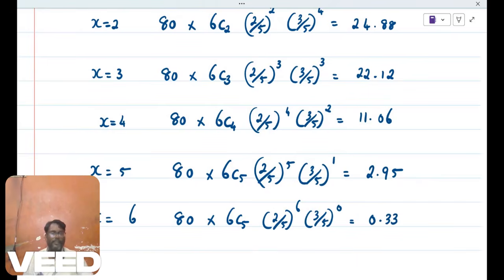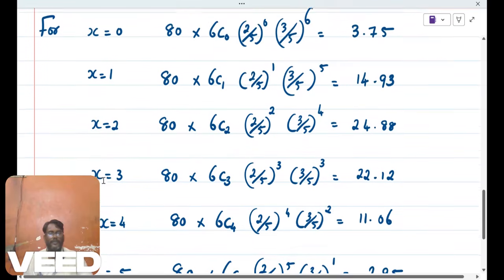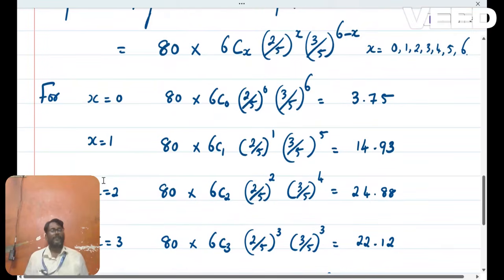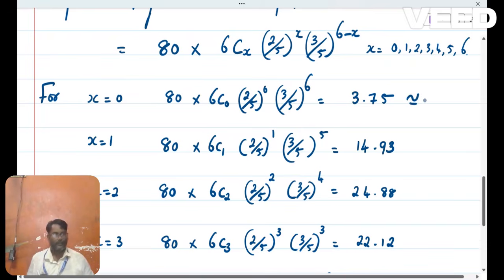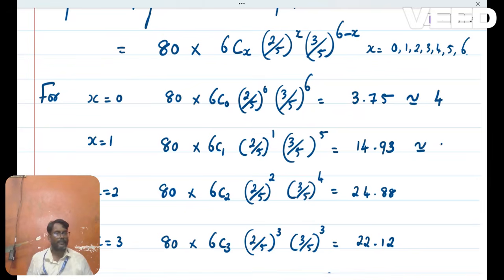Now for expected frequencies, we have to round them off. If it is more than 0.5, round it up by adding 1 to the integer part. So we will get this is approximately equal to 4, and 14.5 will be approximately equal to 15.